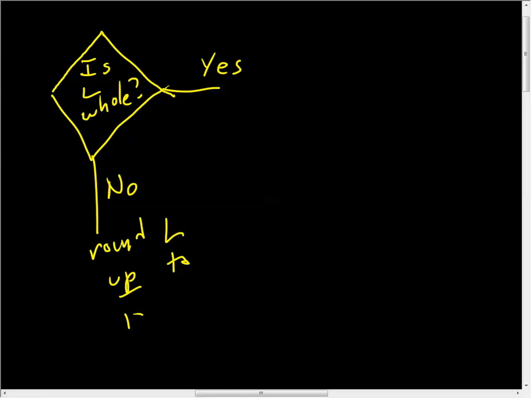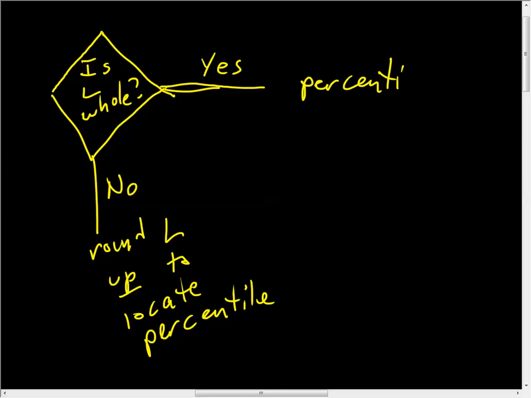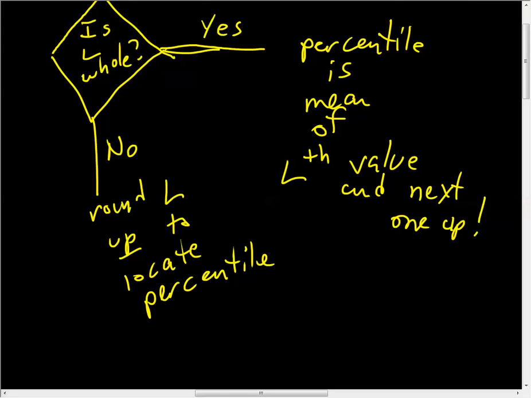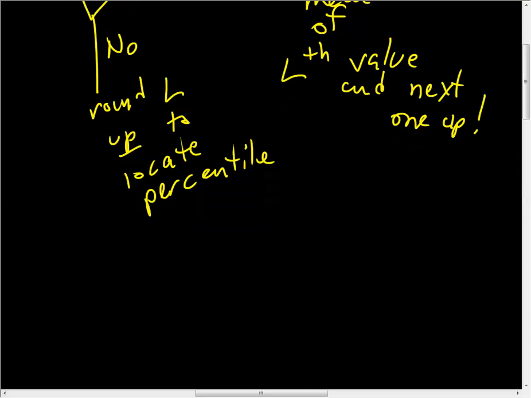to locate the needed percentile. And if L is whole, if the answer to that question is yes, the percentile you seek is then the mean of the Lth value and the next one up, of course in the sorted list. All right, so we know how to find percentiles now given data values and vice versa.